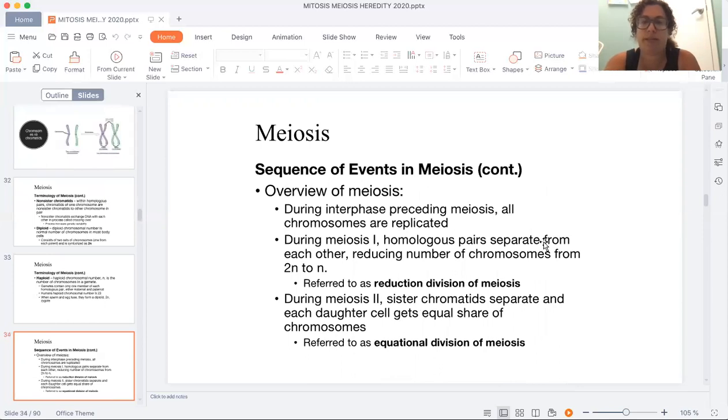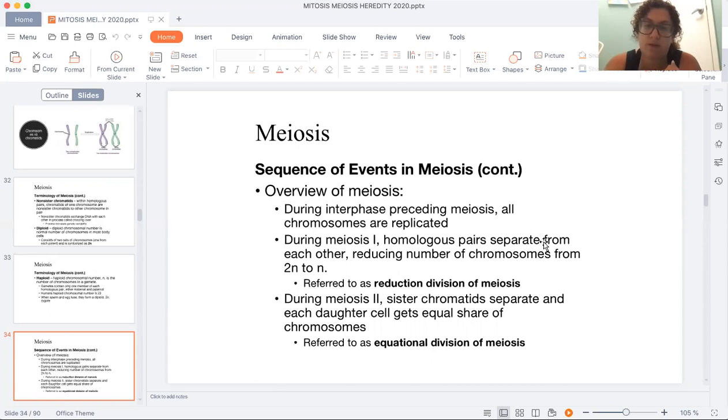Okay, so in meiosis, what's happening is that during interphase, all the chromosomes are replicated, just like in mitosis. Depending on male or female, during meiosis 1, it's all basically the same. During meiosis 1, these homologous pairs separate from each other and reduce that number from 2n to 1n, or diploid to haploid. This is referred to as the reduction division of meiosis.